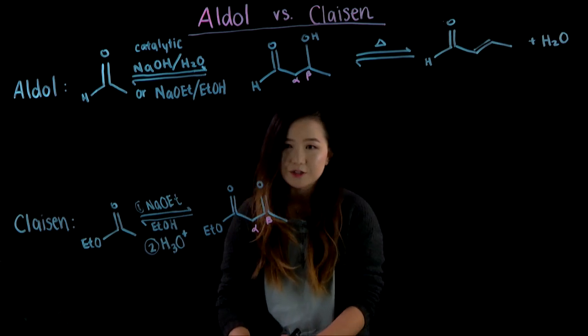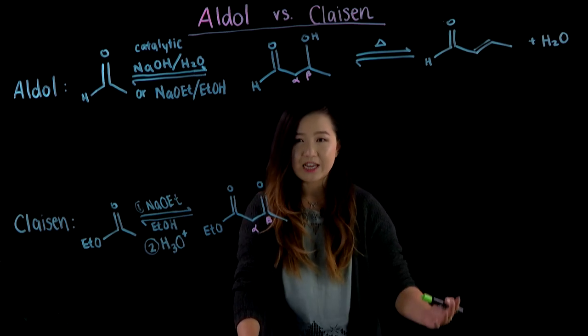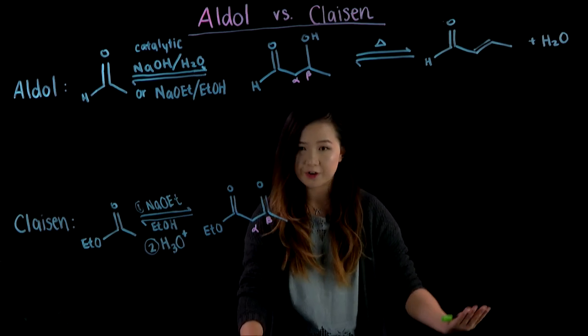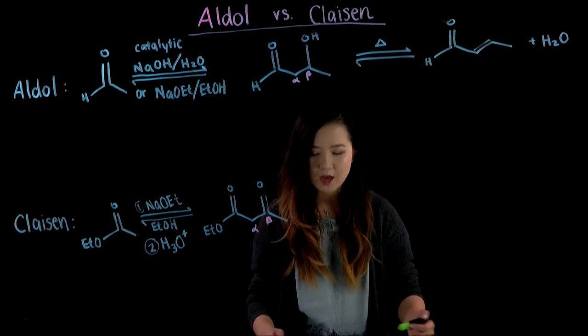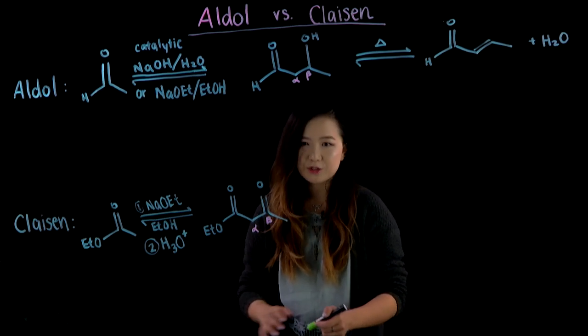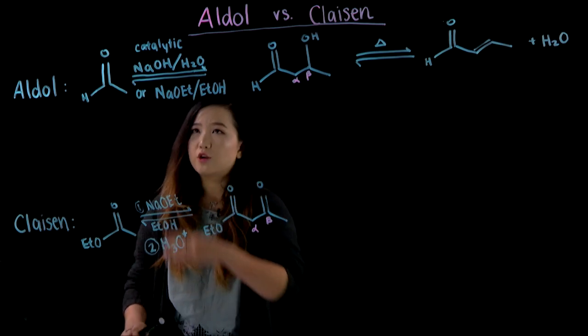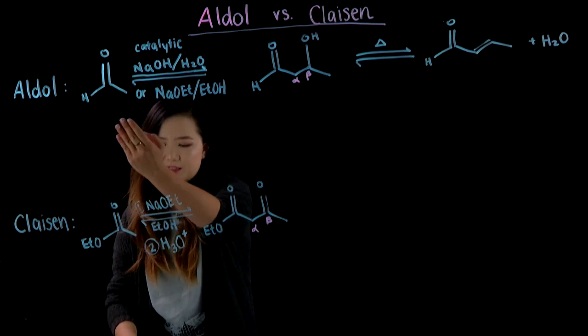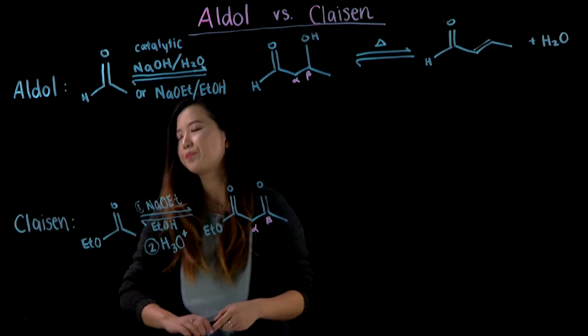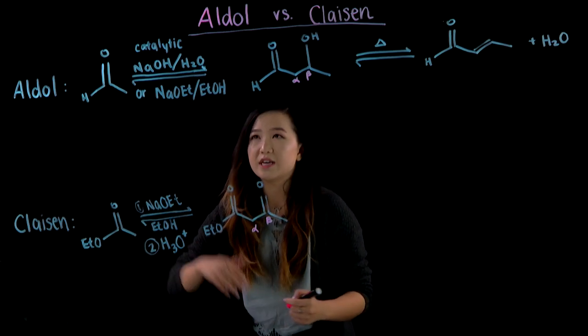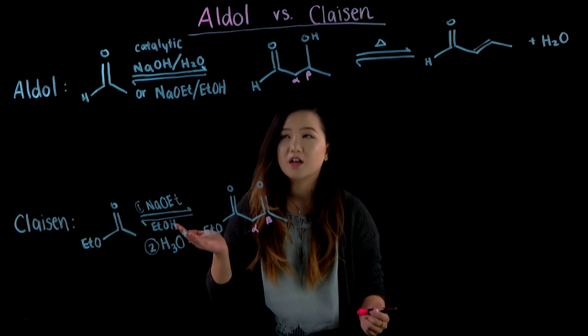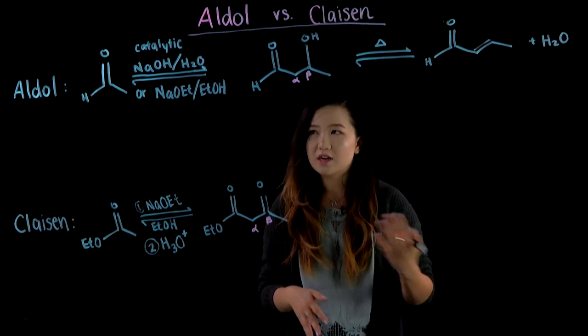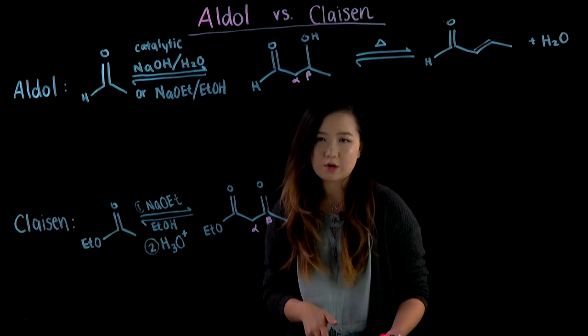So what I like to do is look at the reagents that I'm working with in order to figure out what type of reaction I'm starting with. So let's look at our aldol first. In the aldol reaction, you're starting with an aldehyde or a ketone, and then you're working with a catalytic NaOH or H2O, or an NaOH plus EtOH.